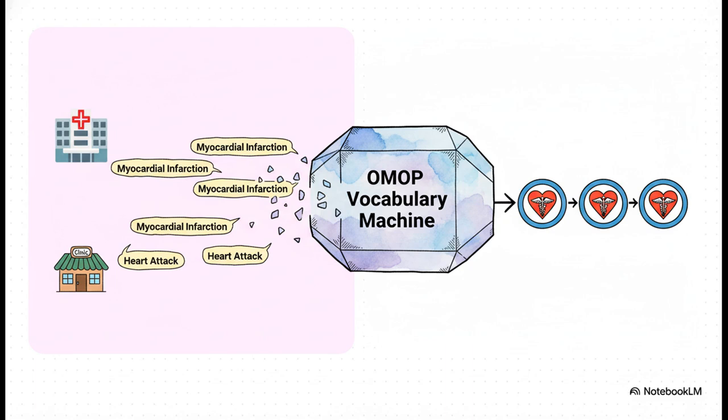And this is where the magic really happens. Let's say one hospital system records a myocardial infarction, while a clinic down the street just writes heart attack. To us, they're the same thing, but to a computer, they're completely different. Well, OMOP's standardized vocabulary maps both of those terms to the exact same concept ID. It's this shared dictionary that creates that crucial consistency we need.